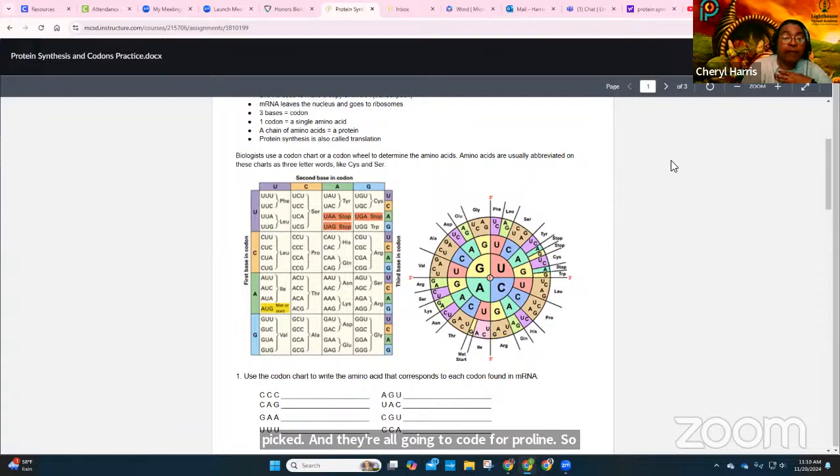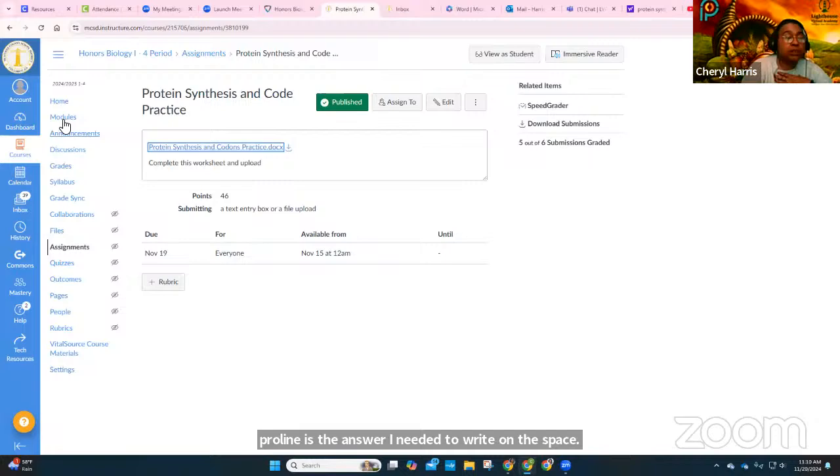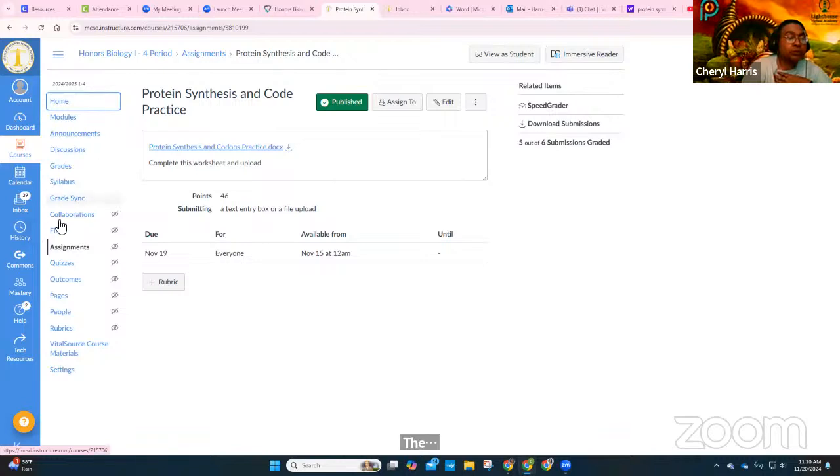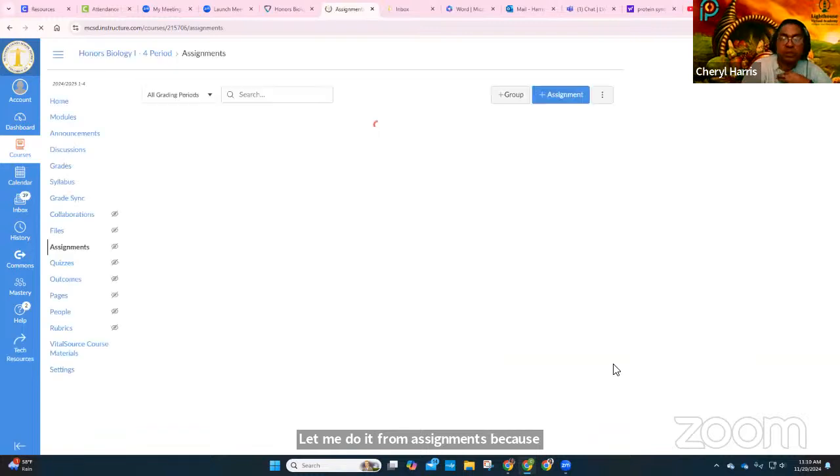Okay. All right, now let's look at the let me do it from assignments because When I do it from the other page, it just goes to grades.